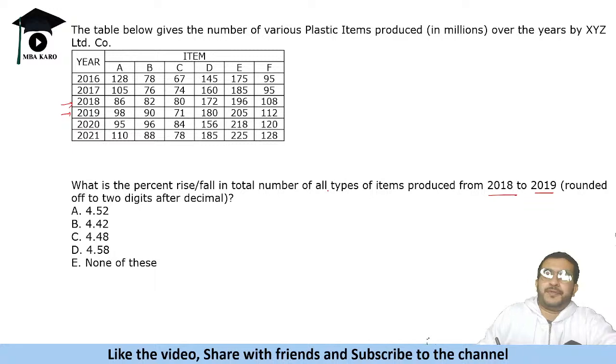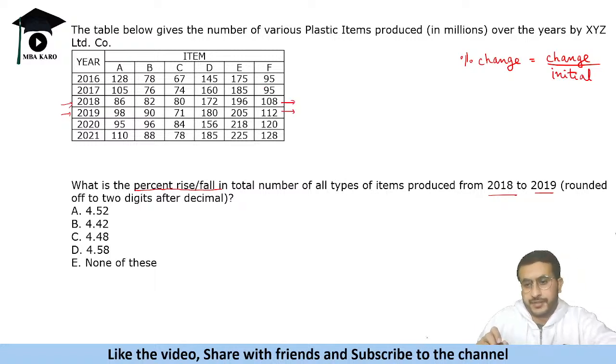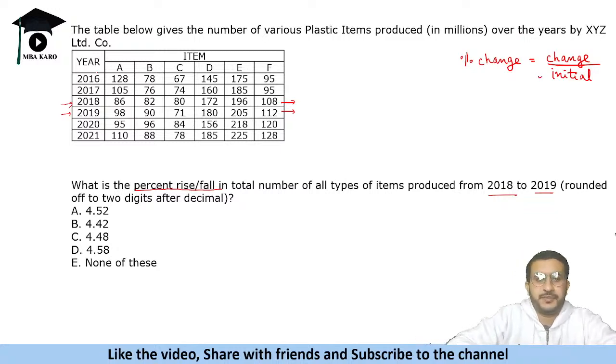Percentage rise या fall निकालना है, right? That is percentage change. What is percentage change? That is change upon initial value. So basically आप क्या करोगे, आप ये टोटल निकाल लोगे और ये टोटल निकाल लोगे, these two totals you are calculating, right? What is important to find the percentage change? We need the initial total. Initial, that means 2018 का total चाहिए.